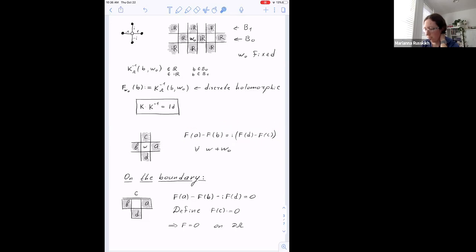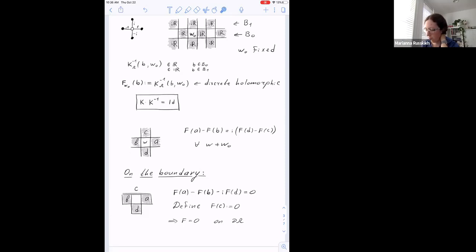So what we get is a discrete function which satisfies some local relations. And we want to think about these local relations as the discrete holomorphicity. So we get a discrete holomorphic function. And now what about boundary conditions? Let's see what's going on at the boundary.